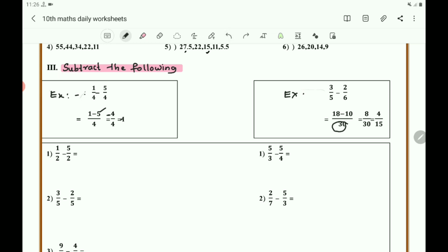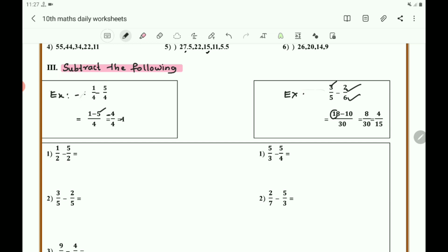Then what is the LCM? 5 into 6 equals 30. And you know that 5 into 6 is 30, and 3 into 6 is 18. Here, to get 30, 5 must be multiplied by 6, so the numerator also has to be multiplied by 6. So it becomes 18.